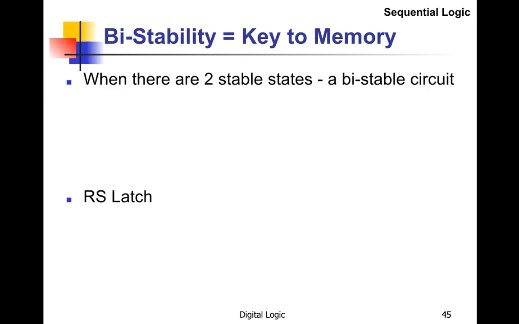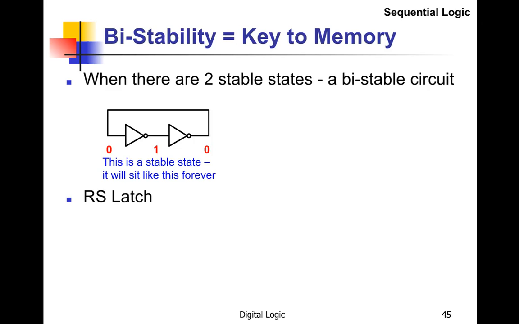So, bistability is the key to memory. When there are 2 stable states, you have a bistable circuit. Let's look at an example here. Here are 2 inverters, one right after the other, and this gives us a stable state. When the input to the first inverter is a 0, the output of that inverter is a 1, that's the input to the second inverter, which makes the output of that second inverter a 0, and we feed that back into the first inverter, and that gives us a stable state.